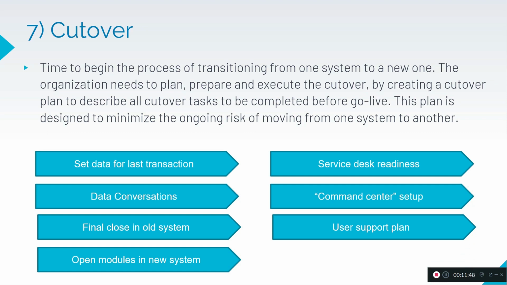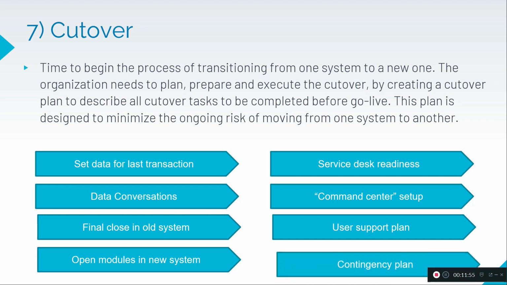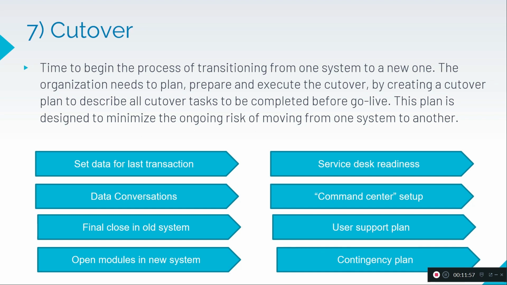User support plan: create a plan for supporting the users to migrate to the new system. And contingency plan. Suppose we are not able to implement the new go live, how do we recover from the new system to the old system, start running the old system, solve the issues again and come up with a new go live. So we should have a contingency plan.